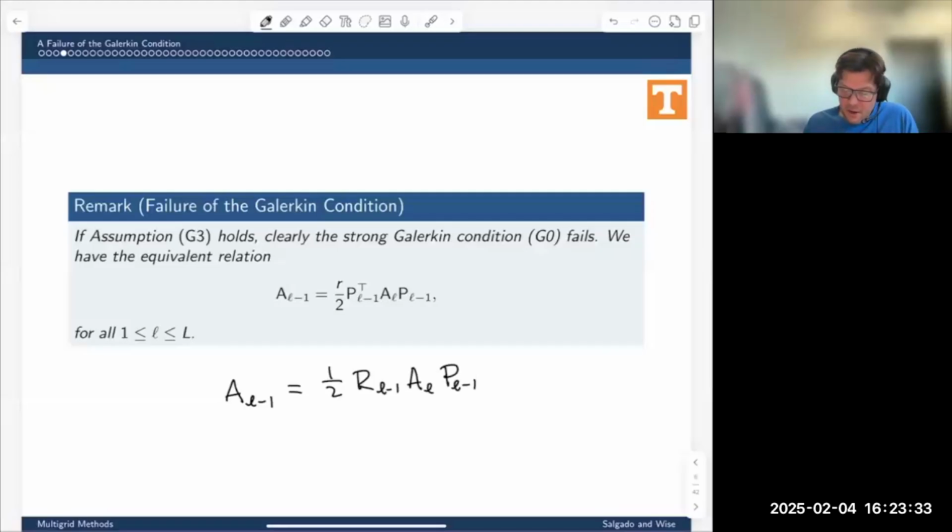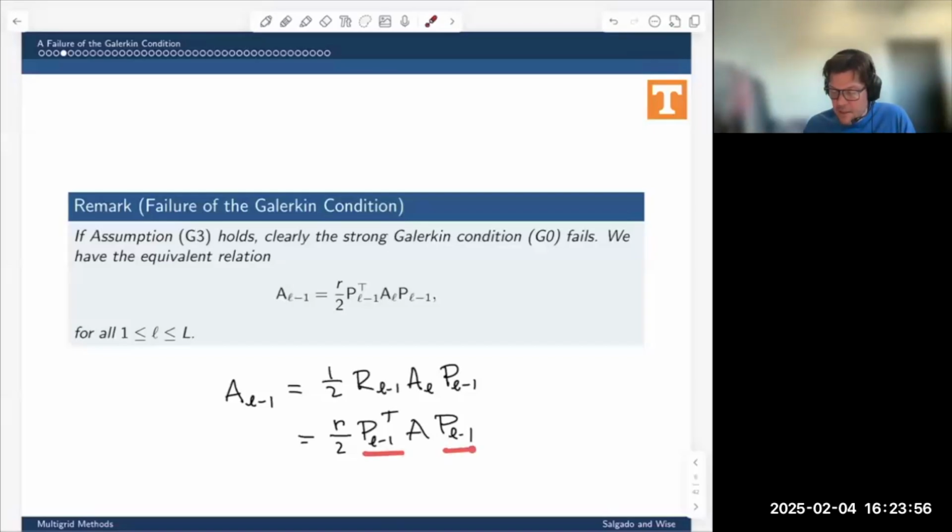All right, but we said that R is equal to R times PL minus 1 transpose, so we can replace that with R over 2, PL minus 1 transpose, A, PL minus 1. So now we can see clearly that this matrix here, by virtue of two things: PL minus 1 is a full rank matrix, number one. And number two, this is symmetric positive definite. So this matrix here must be symmetric positive definite.